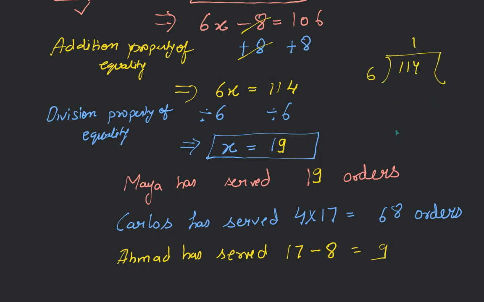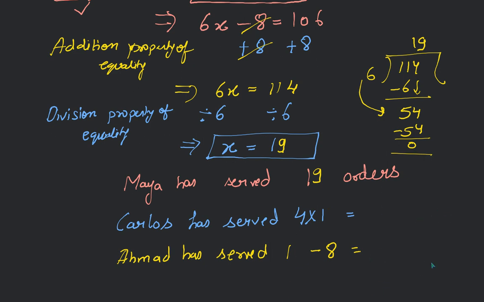So 6 times 1 is 6. 11 take away 6 is 5. We bring the next digit to the bottom, making it 54. And how many times does 6 go into 54? 9 times, and the remainder is 0. So it will not be 17, but it will be 19. And it will change our answer a little bit. Instead of 17, we will have 19 at other places of calculation as well.